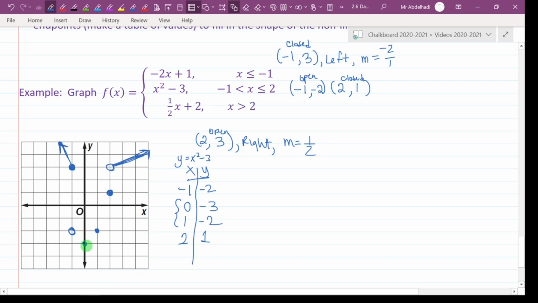Okay, so we can go ahead and sketch in what we think the parabola looks like. Okay, and there you go.